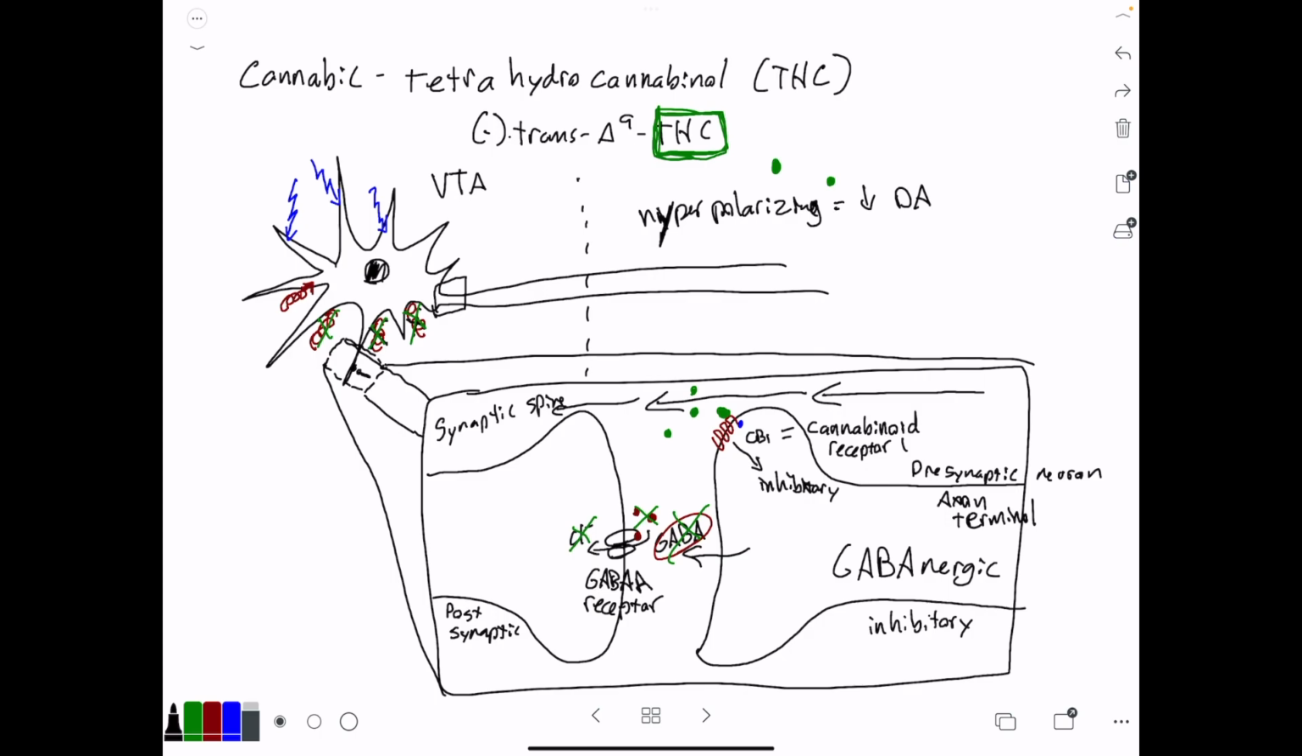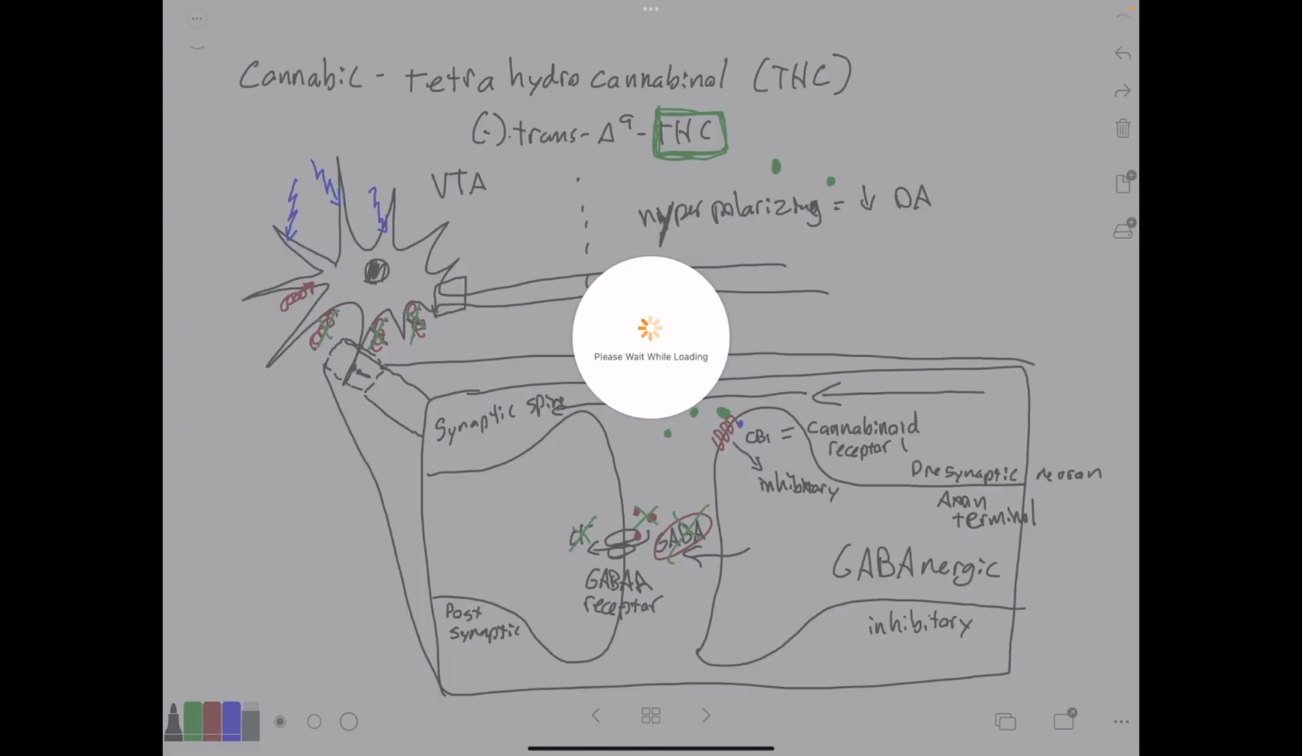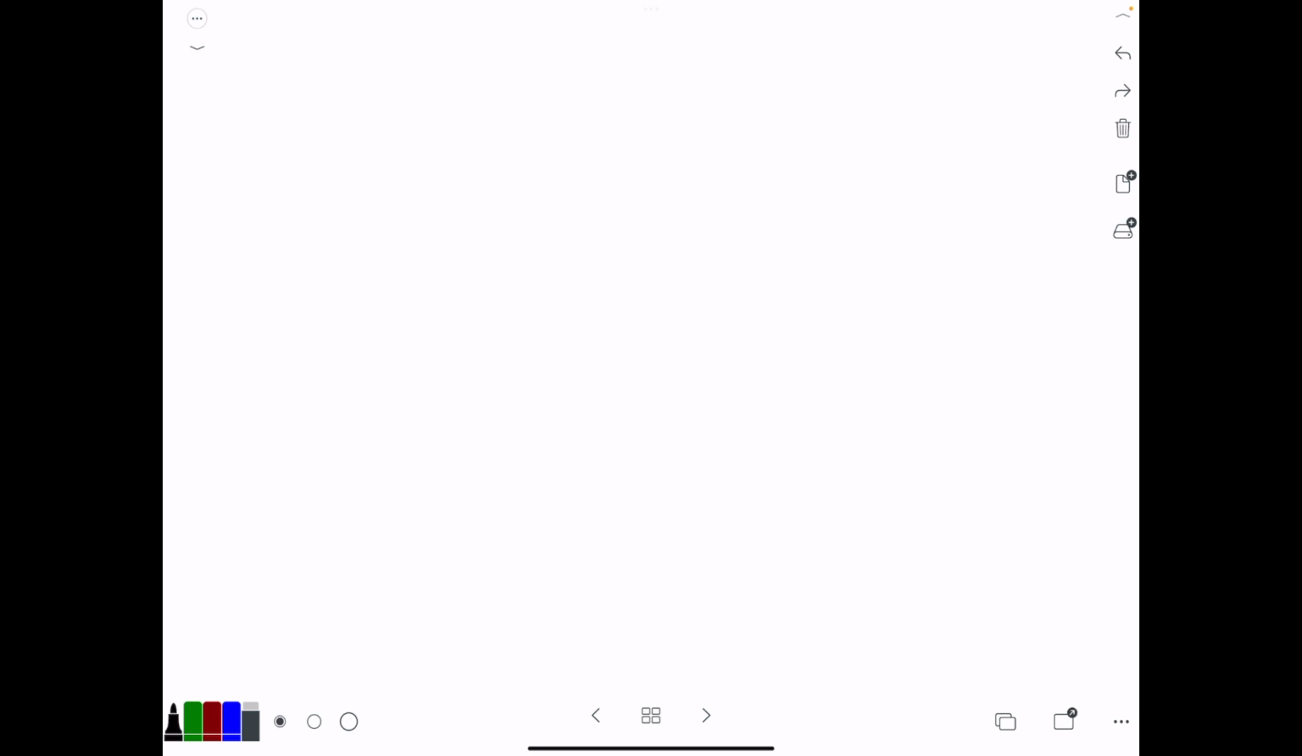Okay, so let's talk about... it wouldn't be fair to talk about addiction if we didn't talk about nicotine. So nicotine, the psychoactive chemical in tobacco. And so nicotine, briefly, nicotine binds to nicotinic receptors.